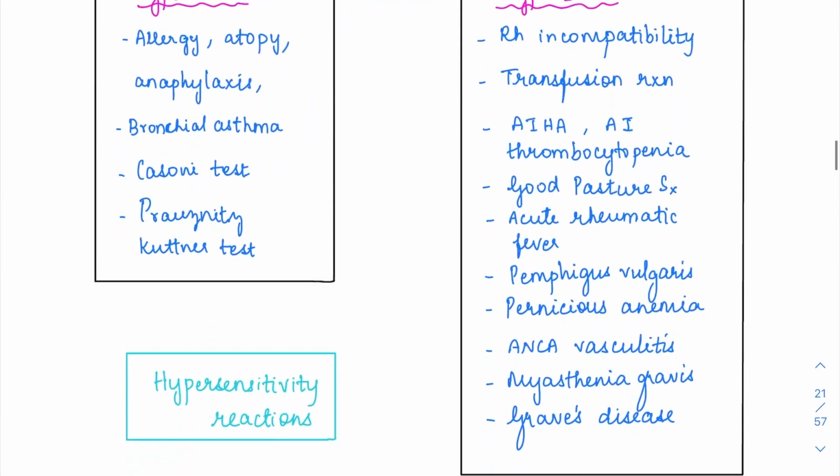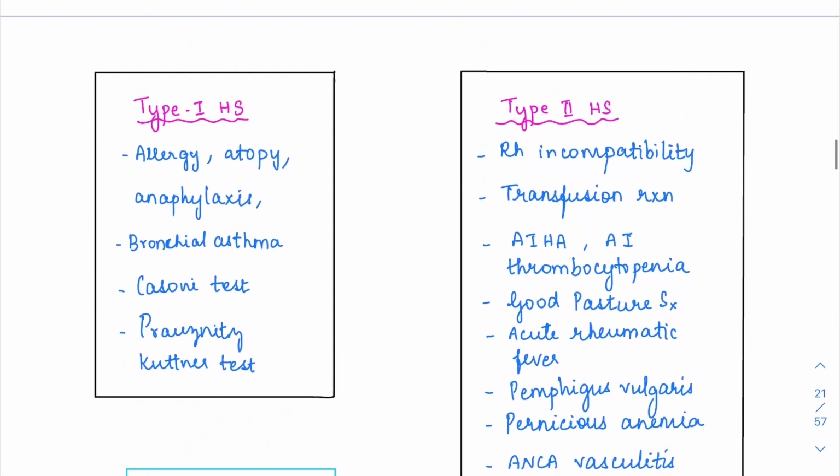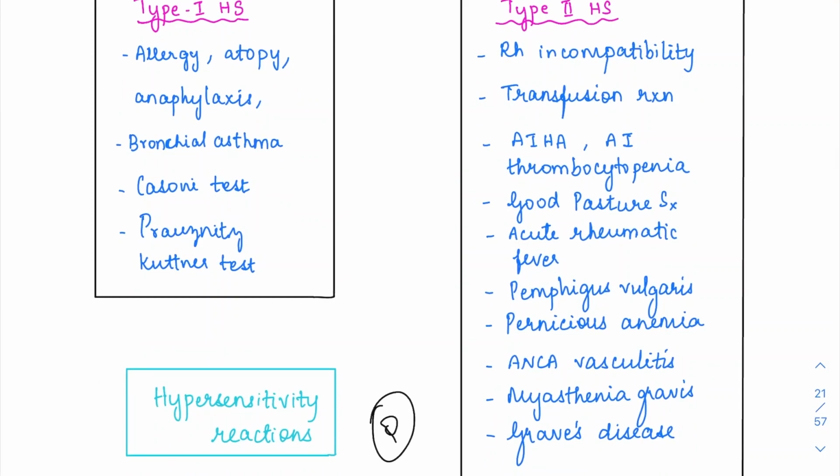To summarize, we have various examples of this hypersensitivity. Very, very important MCQs. Don't forget to revise this. So type 1 hypersensitivity, any kind of allergic reaction is going to be type 1 hypersensitivity. So allergy, atopy, anaphylaxis, bronchial asthma, Casoni's test. All of this is type 1 hypersensitivity.